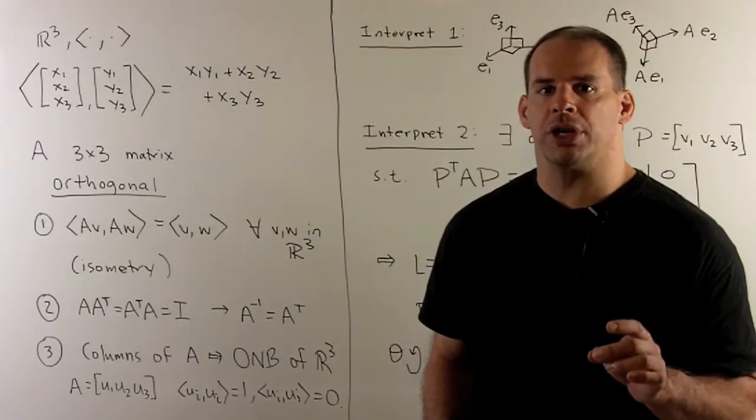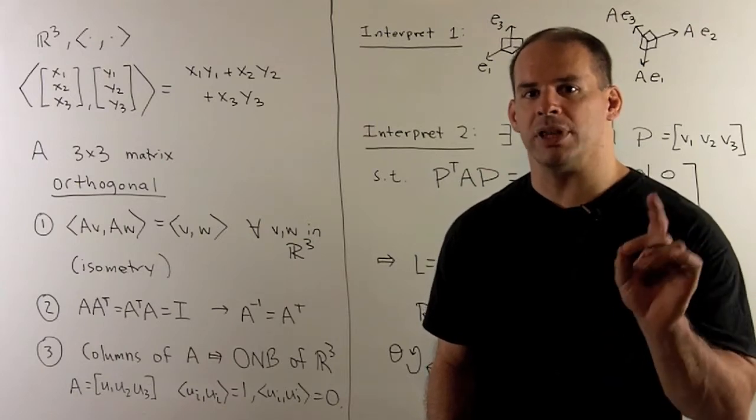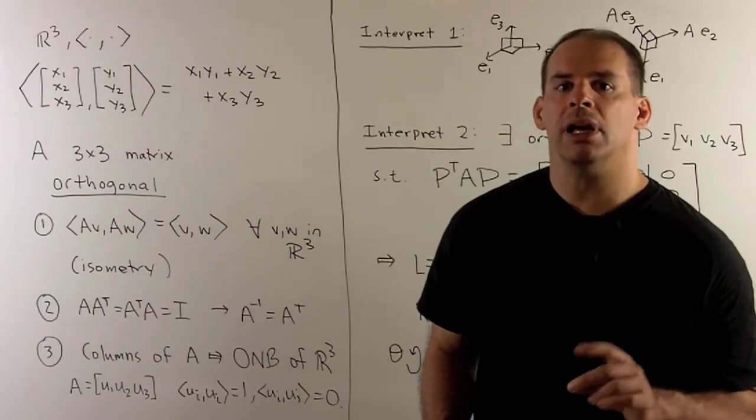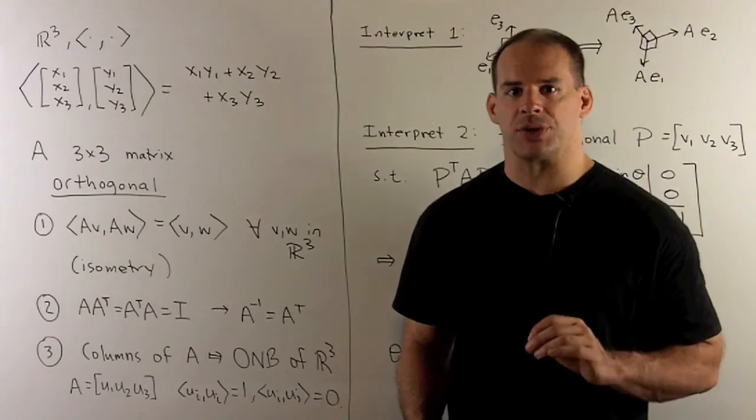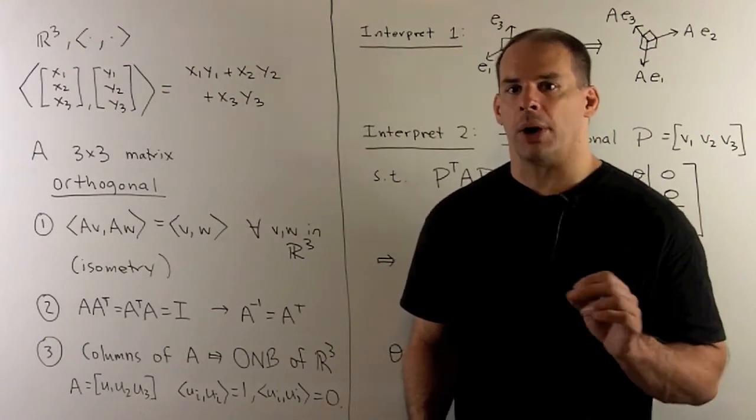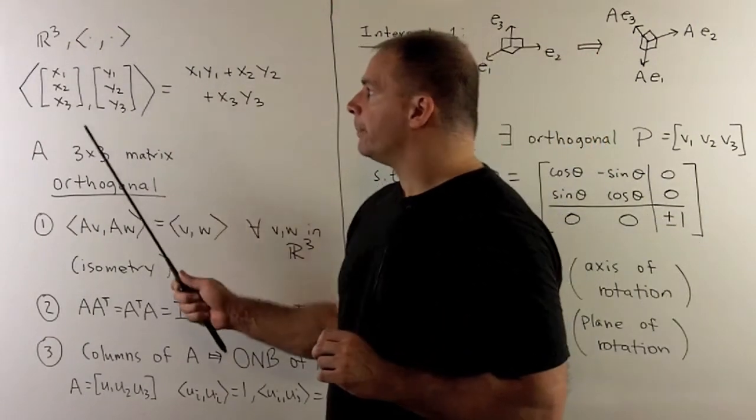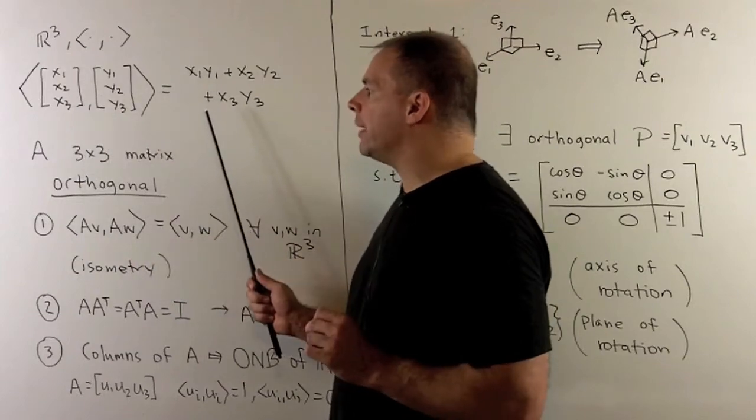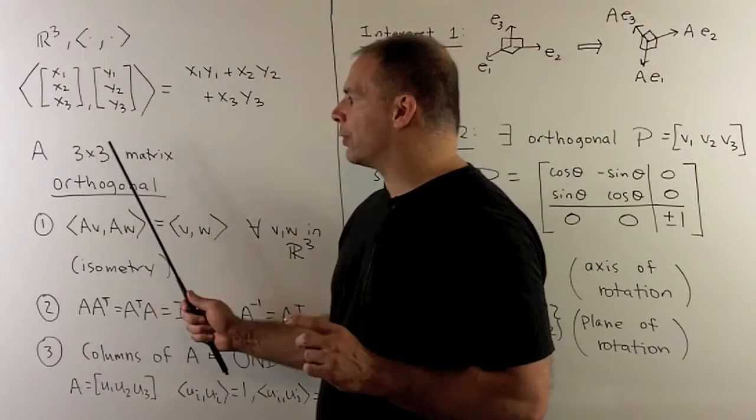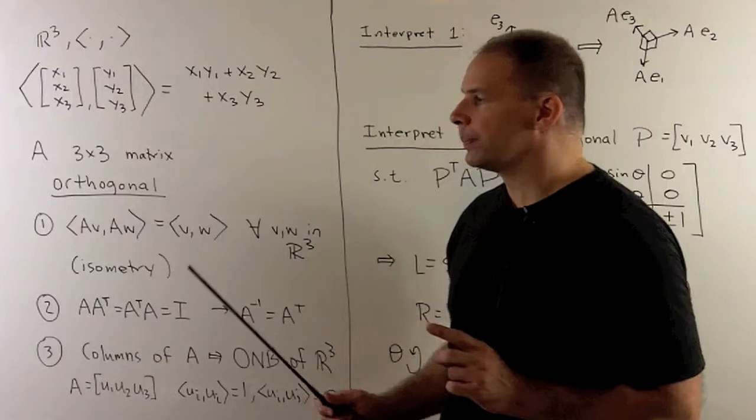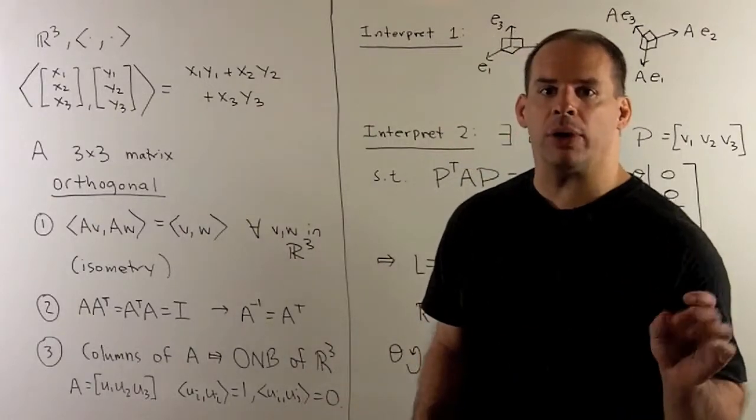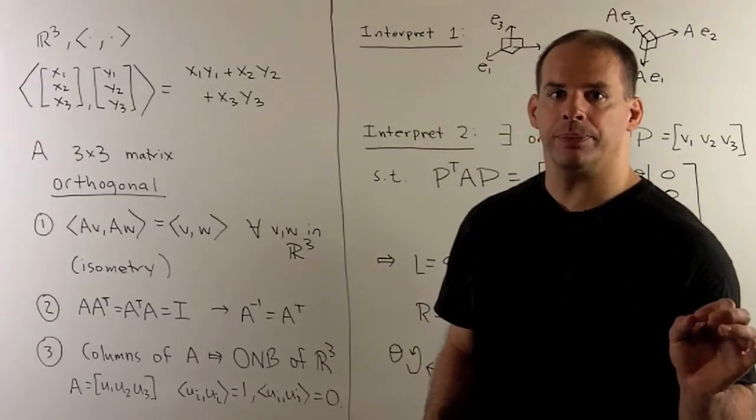Now that we have some intuition for orthogonal matrices when the size is equal to 2, let's look at the case where the size is 3. So we're working in R3. We have the standard inner product in R3. A is going to be a 3 by 3 orthogonal matrix. So A satisfies the following equivalent conditions.